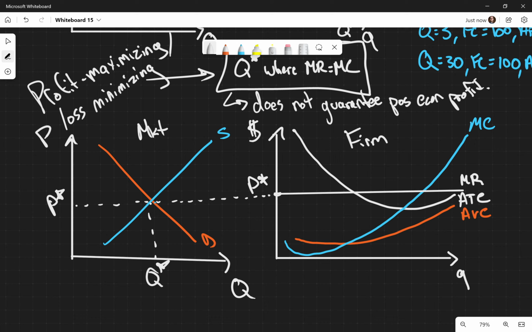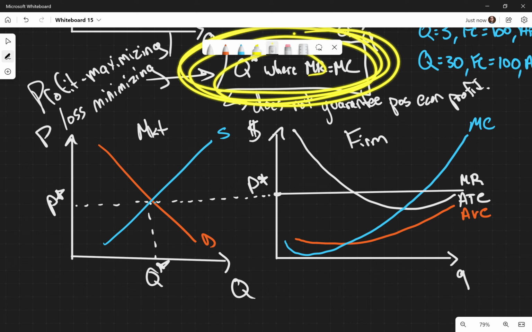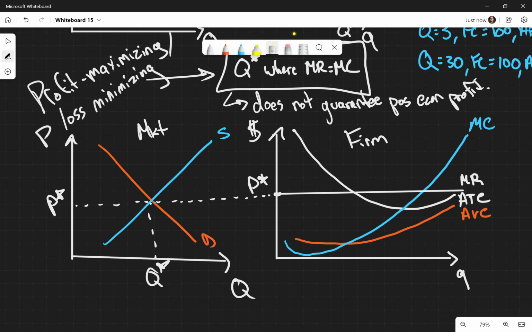And so again, my optimal decision, the thing that I'm going to do, is find Q star where the marginal revenue is equal to the marginal cost. So I'm going to find my marginal cost, find my marginal revenue, and then I'm going to drop an anchor down and get my Q star.